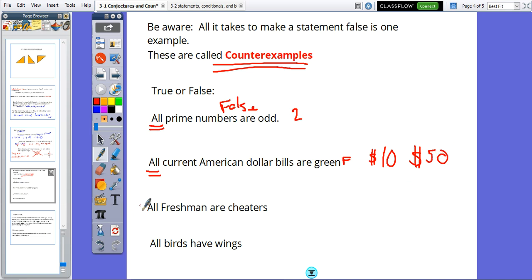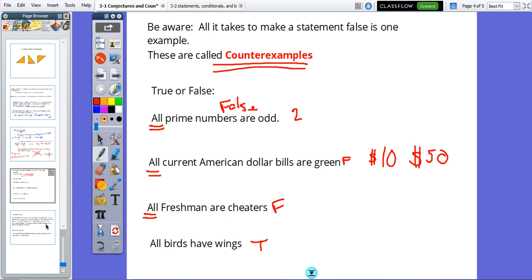That's true as well. All freshmen are cheaters. Some of you guys jokingly said true, but we can't necessarily say that because we're saying in absoluteness, we have met every single freshman and we had deemed them cheaters. So that is false as well. All birds have wings. That actually is a true statement. So sometimes there is no counterexample because one of the characteristics of birds is wings. So all birds do have wings.